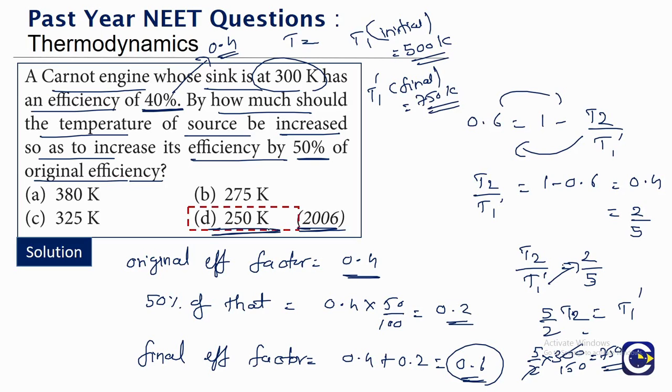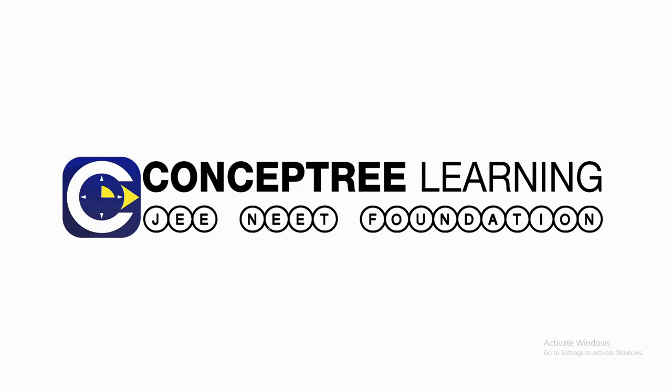So what are we doing in this question? We are looking at the original efficiency factor. For the final state, how much should the efficiency factor be? They are saying the efficiency factor should increase by 50%. So we got the final efficiency factor. When we use the initial efficiency factor, we get T1 original or initial. If we use the final efficiency factor, we get T1 dash, the modified or final temperature of the source. They are asking by how much it should be increased, means the difference. Initially 500, finally 750. What is the gap? 750 minus 500 is 250. Okay, so this is about this part of the video, and we will see the next part.